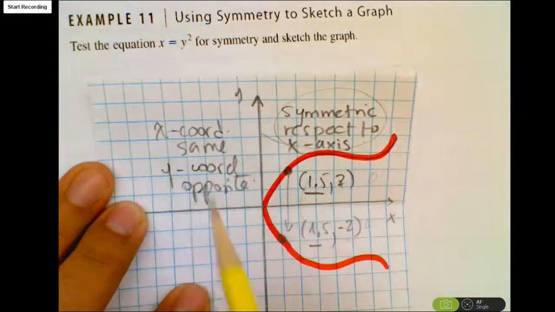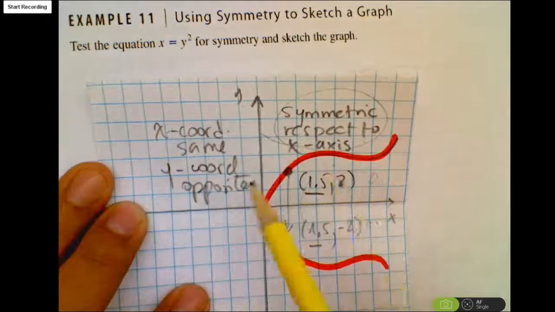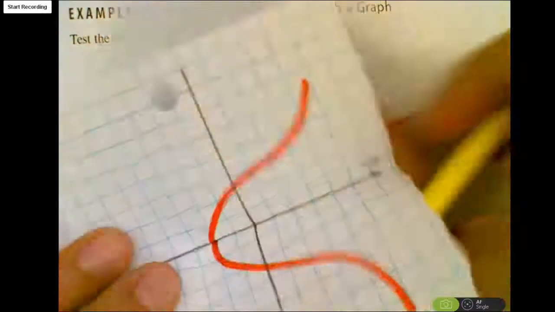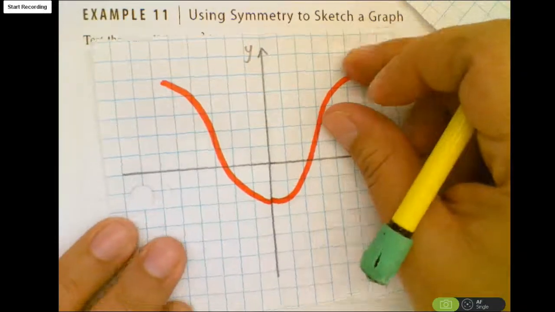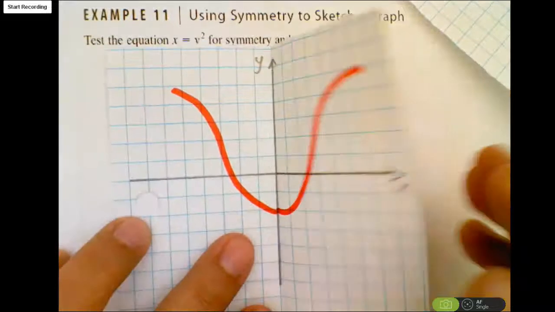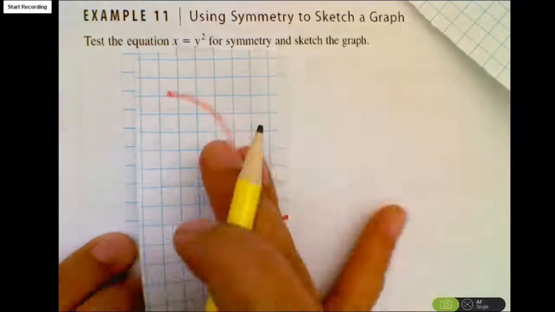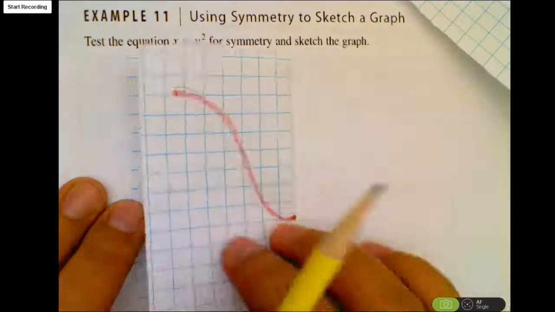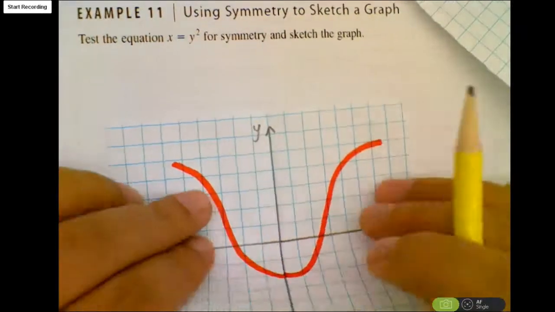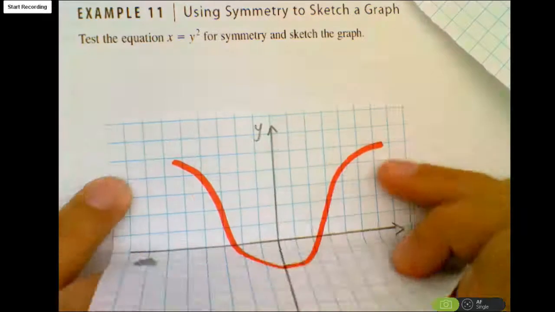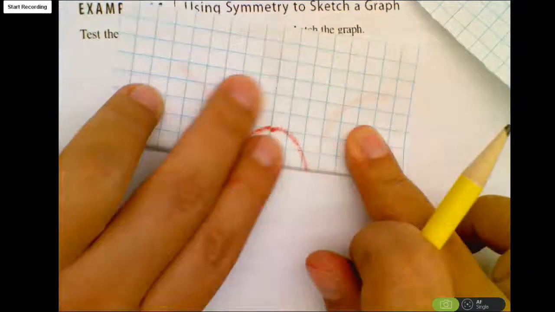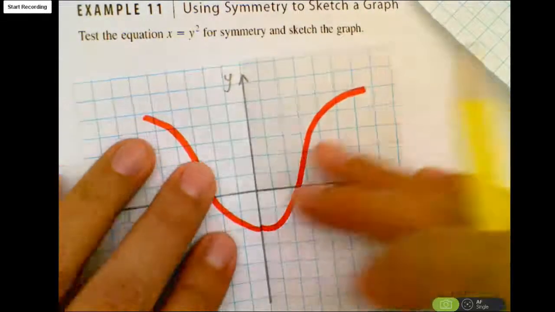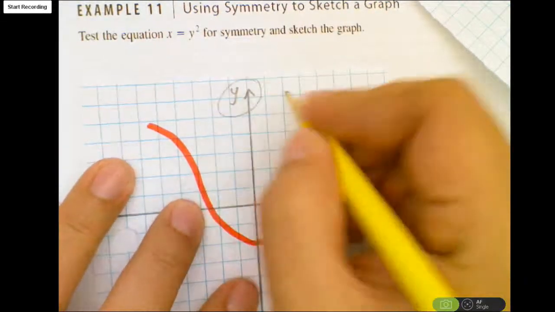Now we're going to appreciate different characteristics about other graphs that are symmetric with respect to other parts. For example, this graph is symmetric with respect to the y-axis because I can do the same thing. I can fold it over the y-axis and I can see that half of it overlaps with the other half. This graph will not be symmetric to the x-axis because if I were to fold it over the x-axis, you see how one part of it does not overlap with the other half. So this graph is only symmetric with respect to the y-axis.